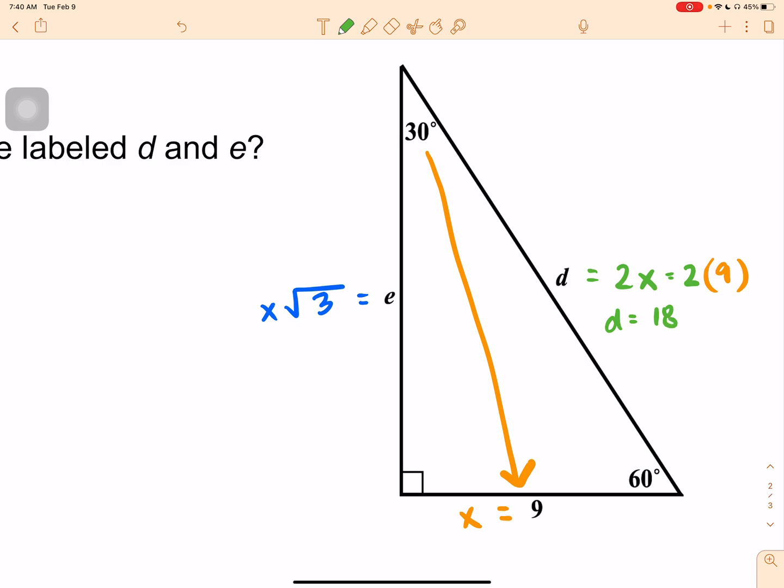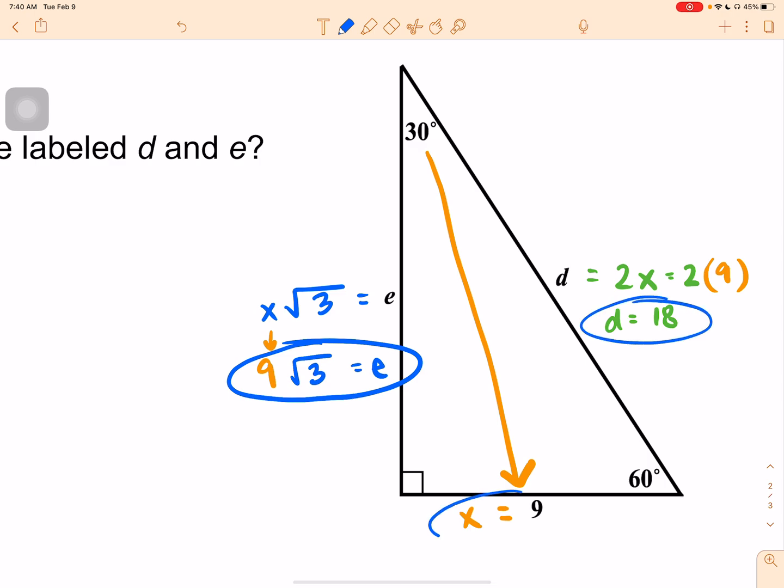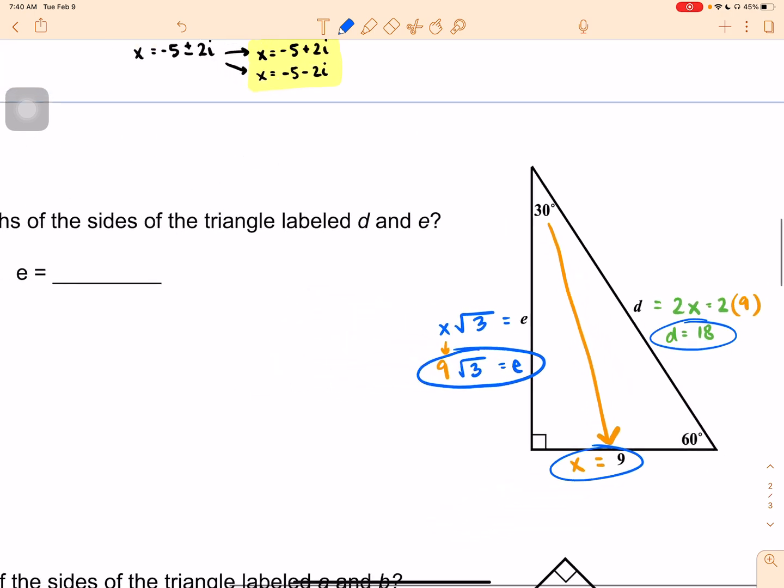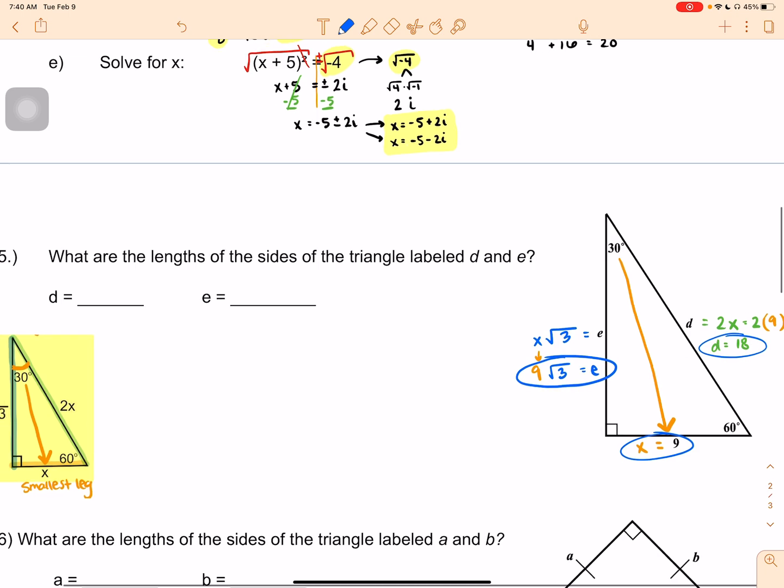And they're not all going to be this easy, but this one was nice because it gave you that side length that stands by itself with no square roots or anything else being multiplied by it. So now here I know x is 9, and for the side length it's times root 3. So e is equal to 9 times root 3. So now we have all of the side lengths here. So here d equals 18 and e equals 9 times root 3.